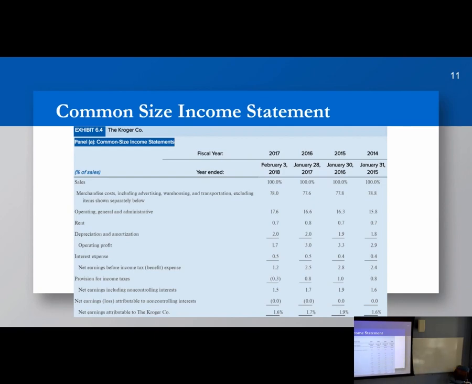Right, and that's basically the point of looking at a common size income statement, is to point out where exactly changes are occurring that are resulting in the observed incomes. Same idea with cause of change analysis, just another way to look at it.